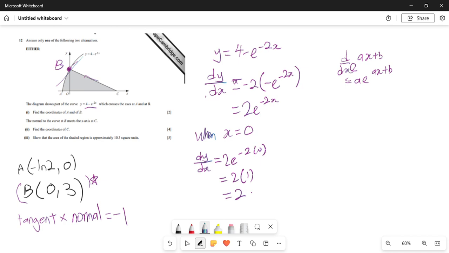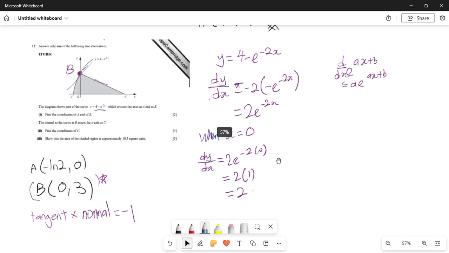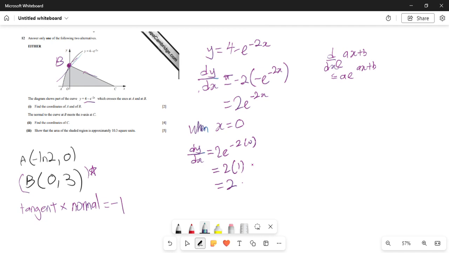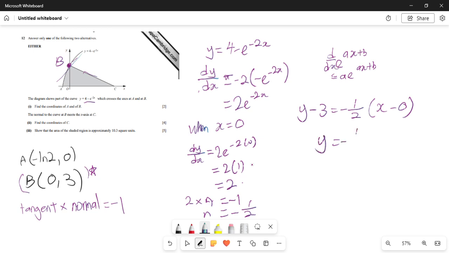So what can I say for the next statement? I can say that tangent, which is 2, times normal, which I'm going to represent as n, equals negative 1. So the normal line's gradient is negative 1 over 2. Now we know that it touches at B, and we have the gradient, so we can use y minus 3 equals negative 1 over 2 times x minus 0 to find the straight line of the normal line. So y equals negative 1 over 2x plus 3.